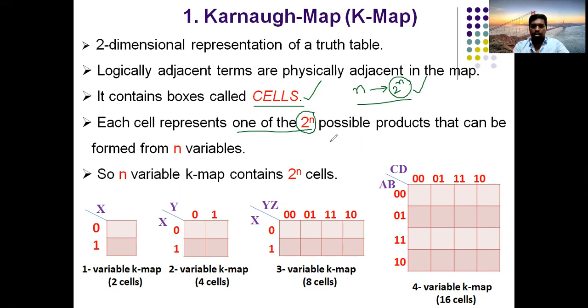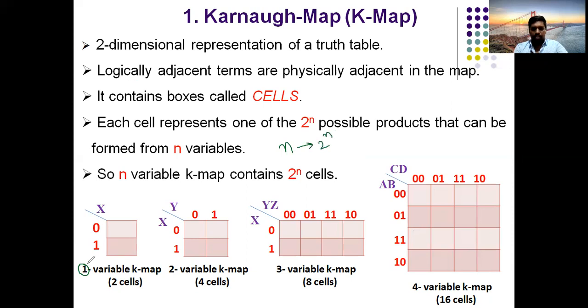Therefore, remember that for n number of variables, you will have 2 power n number of cells. This is the important point: for an n-variable K-map, there will be 2 power n cells. See here, I have represented 4 K-maps, and each K-map represents one model. Suppose you are taking a one-variable K-map here, then as per the condition, for an n-variable K-map, you will have 2 power n cells.